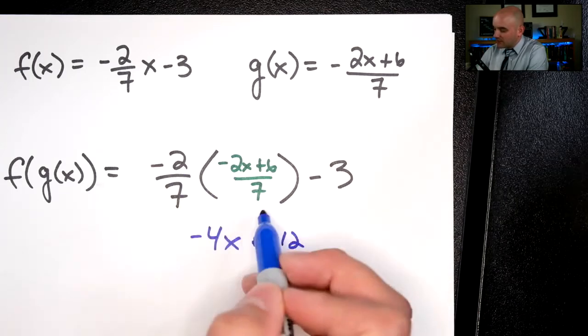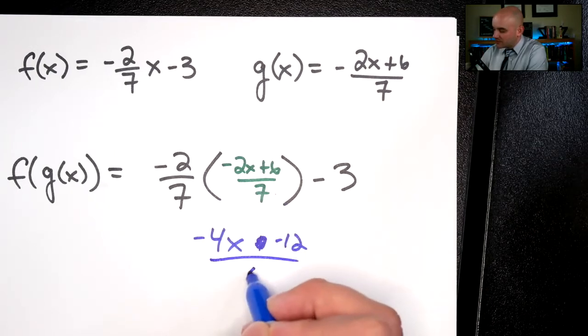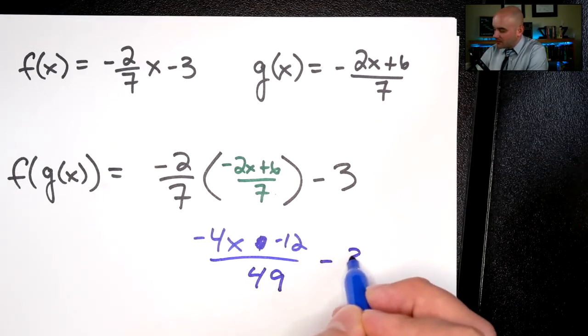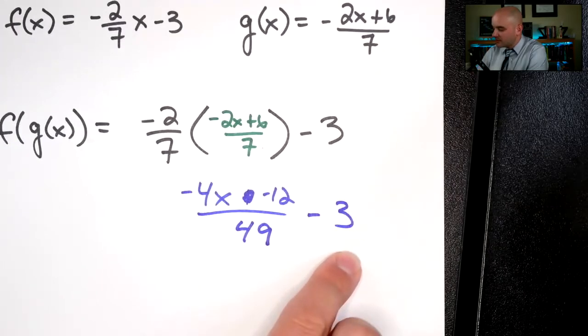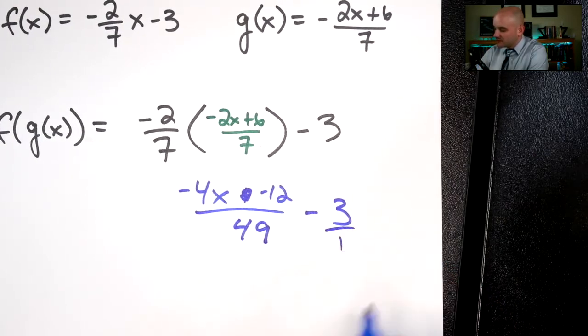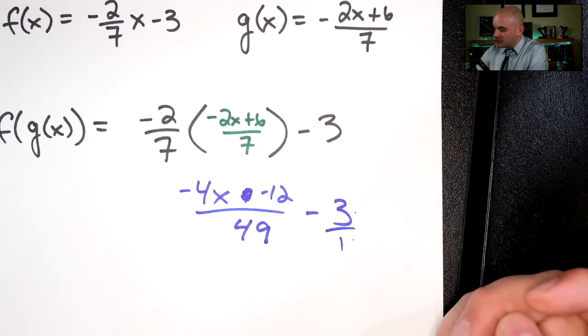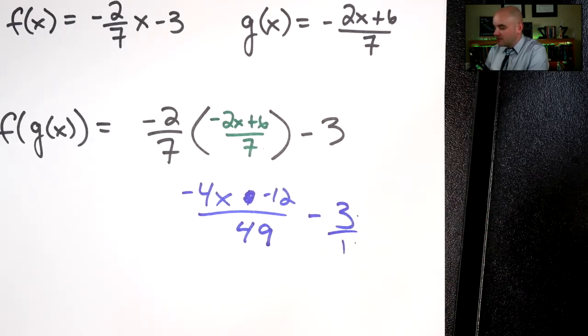When we multiply fractions, we multiply straight across, right? 7 times 7 is 49. And I got minus 3 right here. If you want to take this further, you could say, well, this is like saying over 1 and multiply both here by 49. But this is not going to work out to be inverses.